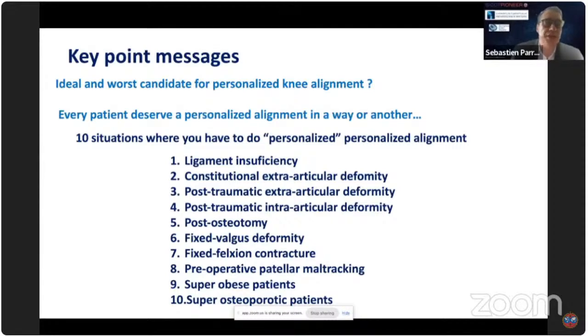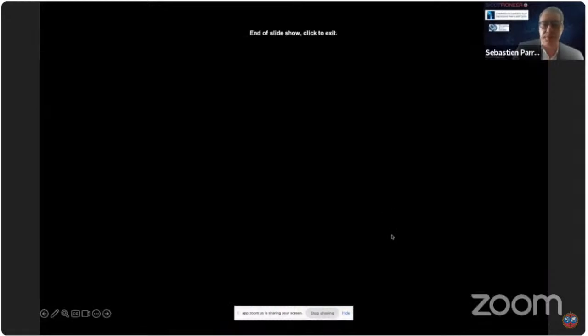So to summarize, to me, every patient deserves a personalized alignment in a way or another. Just please be aware of these 10 situations where you have to do a personalized alignment and be able to identify this situation preoperatively, to be ready intraoperatively, and have the tools that are going to help you to do well for this patient. Thank you very much for your attention.